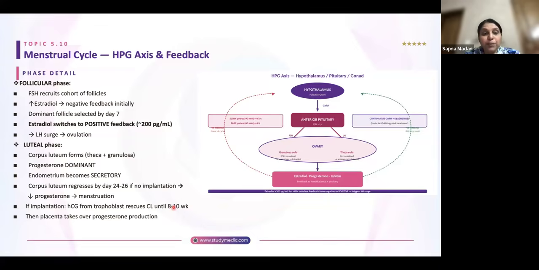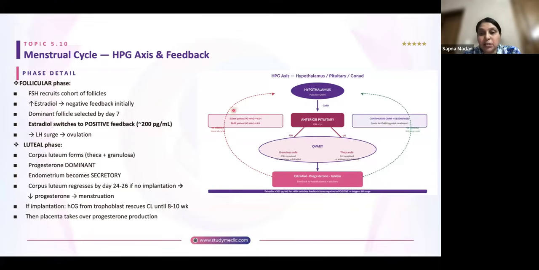Okay. The corpus luteum will regress if there is no implantation, if there's no fertilization. Then the corpus luteum will regress by day 24 to 26, and there will be a fall in the progesterone levels, and there will be menstruation. So if there is implantation, then the HCG, which is produced from the syncytial trophoblast, will continue to maintain the corpus luteum until 8 to 10 weeks. Okay, and then the placenta takes over the progesterone production and the corpus luteum is no longer needed.